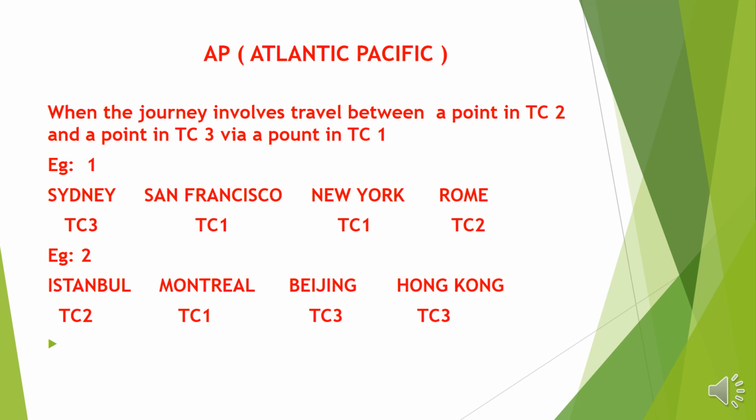Example number 2, Istanbul is in Turkey, 2, Montreal in Canada, 1, Beijing in 3, China, and Hong Kong in 3, a part of China. So the passenger travels from Turkey, flies over the Atlantic Ocean and reaches Montreal. And from Montreal, the passenger continues and flies to Beijing, flying over the Pacific Ocean, and then going to Hong Kong. And hence the term Atlantic Pacific.